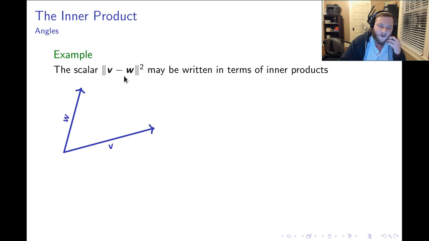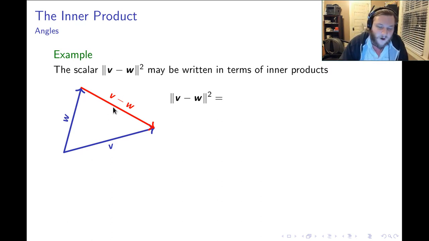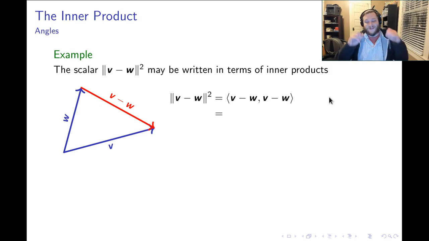Well, what I want to do is look at the length of the difference, v minus w, squared. So how does v minus w fit into our figure here? Well, v minus w is the vector obtained by traveling against w, because we have negative w, and then with v. So v minus w fits in nicely in our figure here. And let's say that I wanted to calculate this length squared. Well, the length of any vector squared is the same thing as the inner product of that vector with itself. Again, this is an extremely common trick in math, so I want us to get used to it.